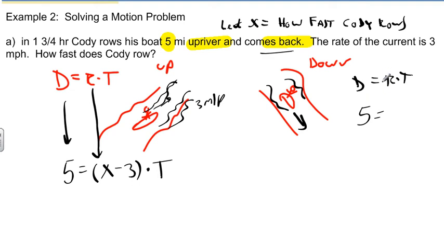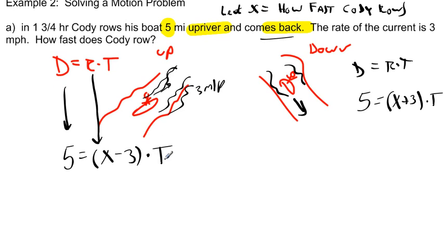Now, what about Cody's rate? How fast does he go? Well, Cody's rate is x. Now we're going to add 3 miles an hour. Gives him a little boost. And I'm going to multiply that by time. Okay? All right, so what I want to do now is this.